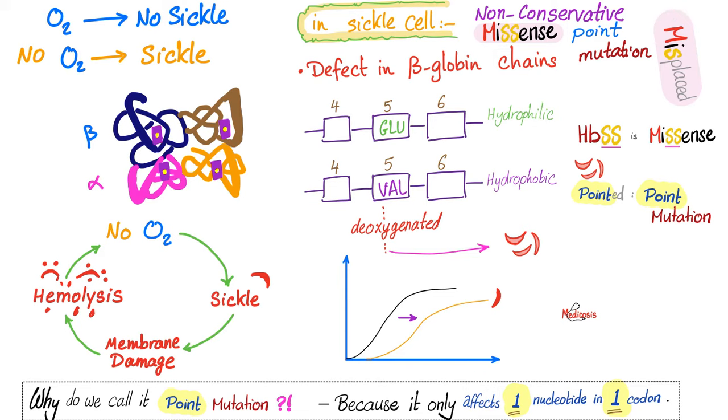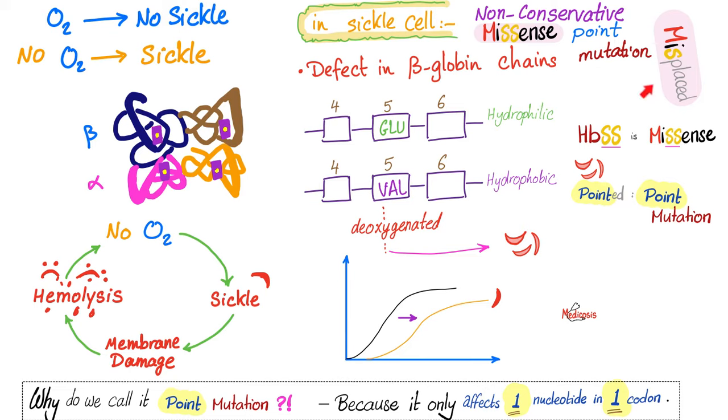Missense, misplaced. Is this conservative? No, I did not conserve the amino acid. Glutamic acid became valine. This is non-conservative mutation. Why do we call these point mutations? Because it only affected one nucleotide in one codon, which resulted in a different one amino acid.